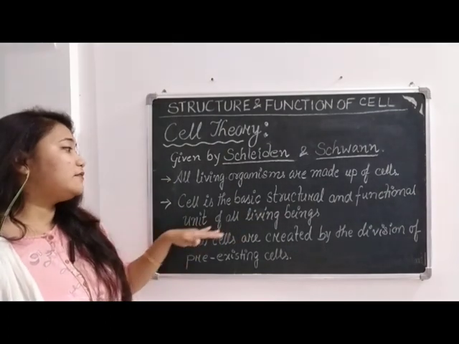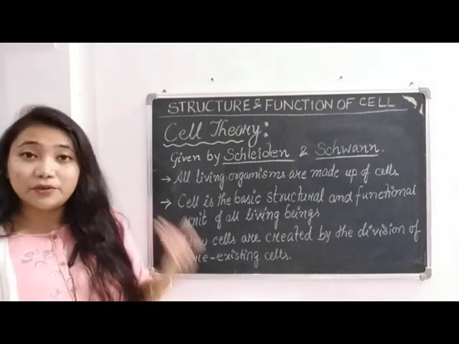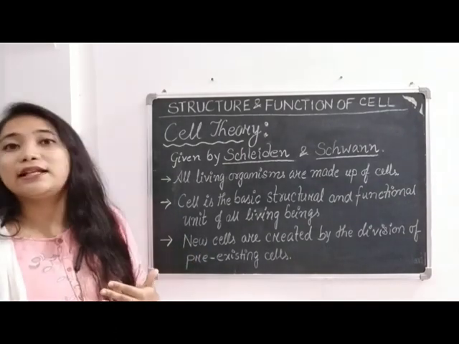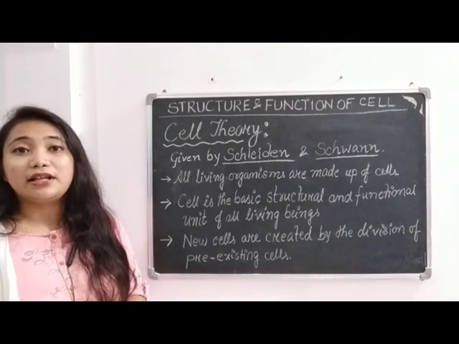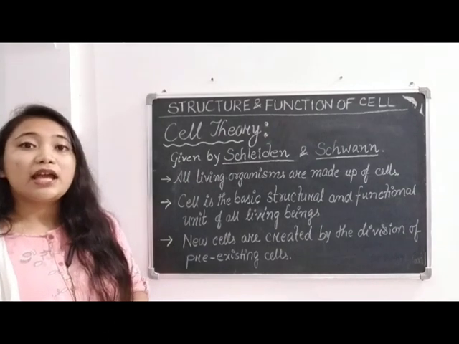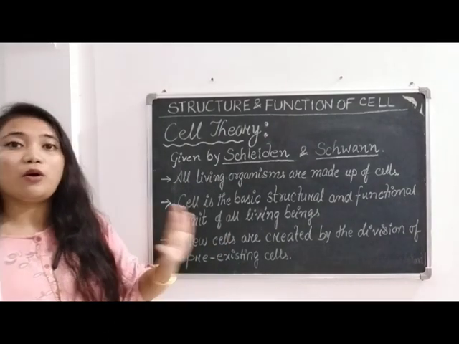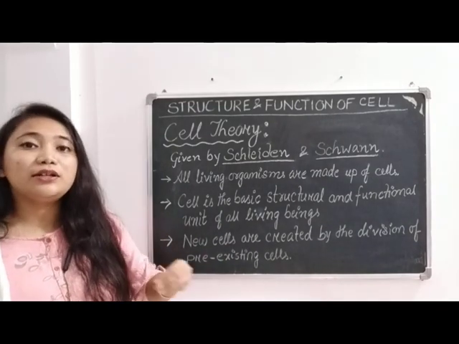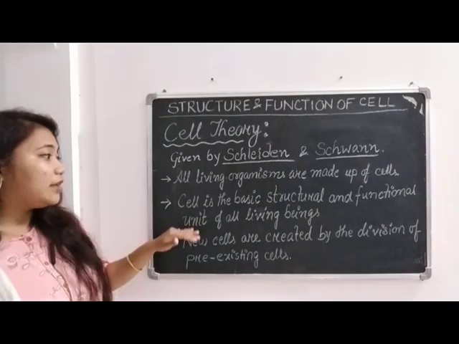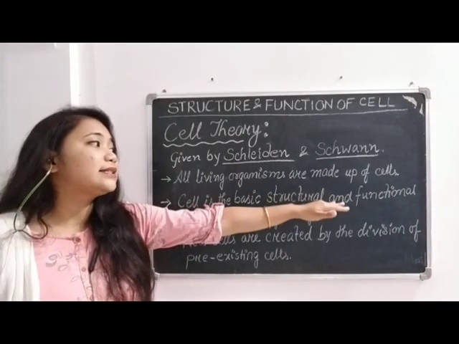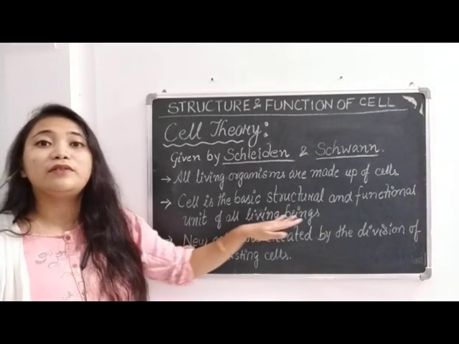So therefore it is the functional unit also, because it can function, it can survive, it can respire, it can have nutrition, it can remove waste, and also it can reproduce. That means it is performing all the life processes, all the fundamental processes that living things do. So therefore the structural as well as functional unit of living beings is the cell.